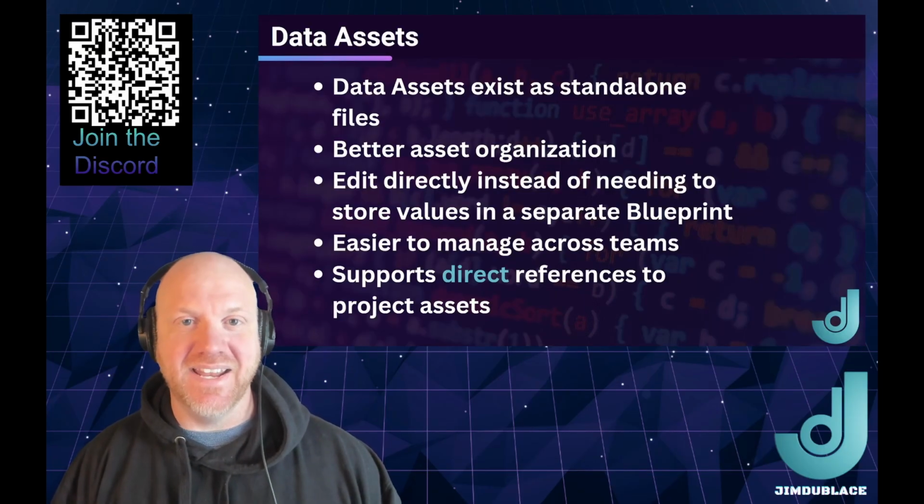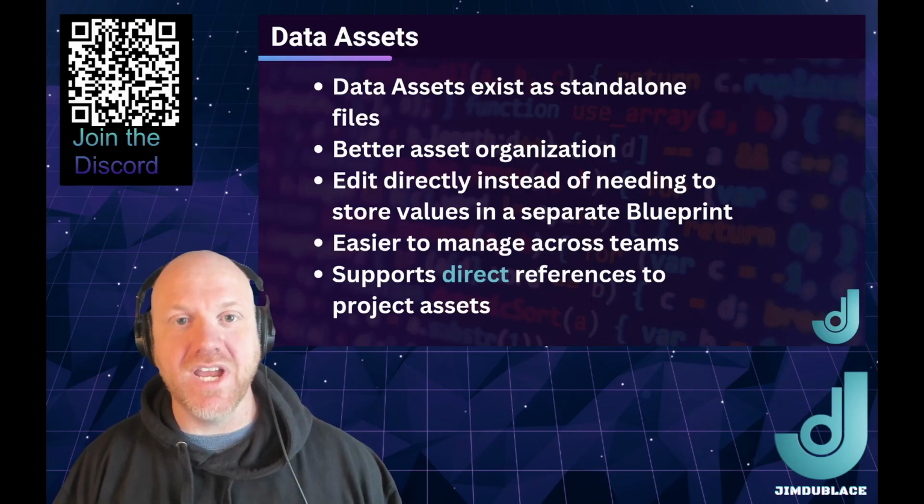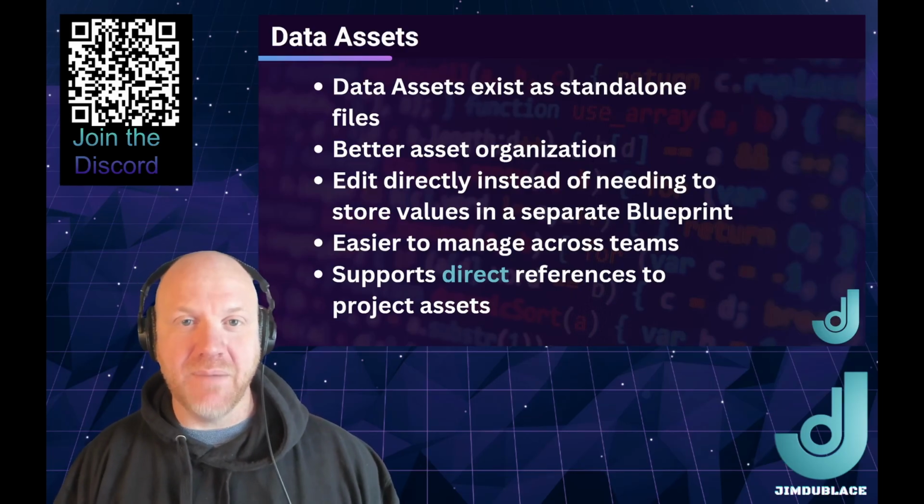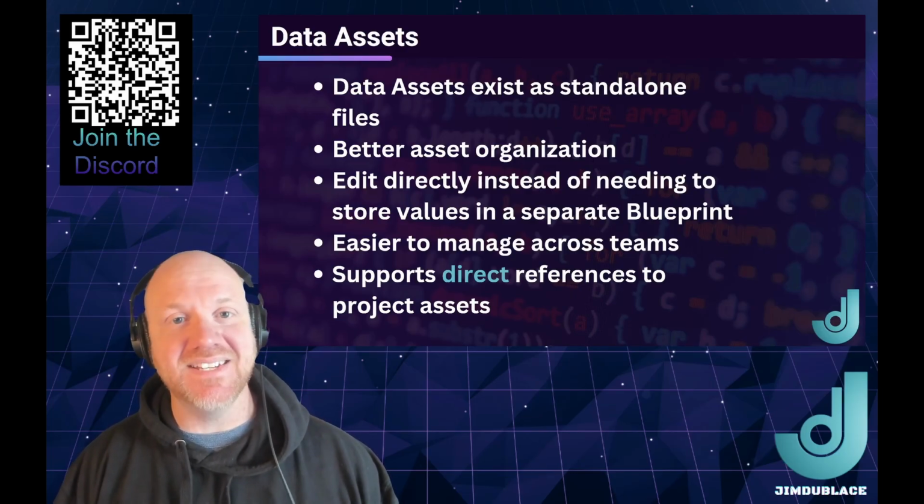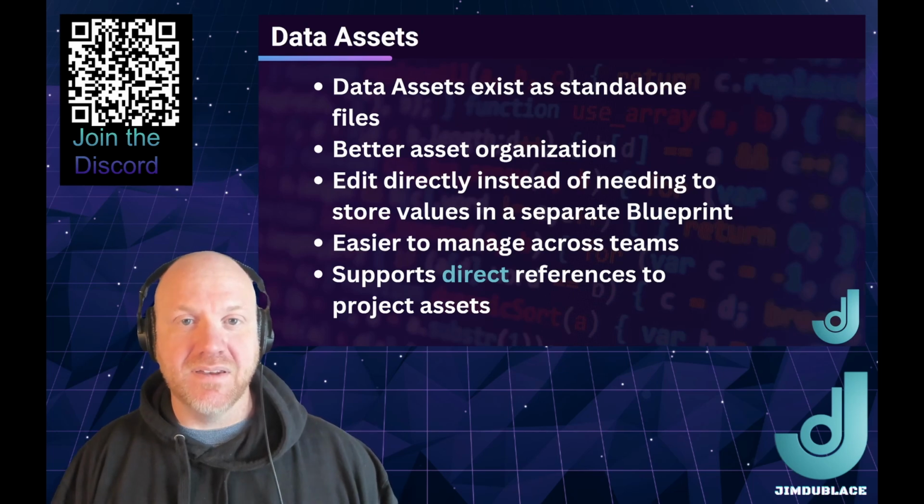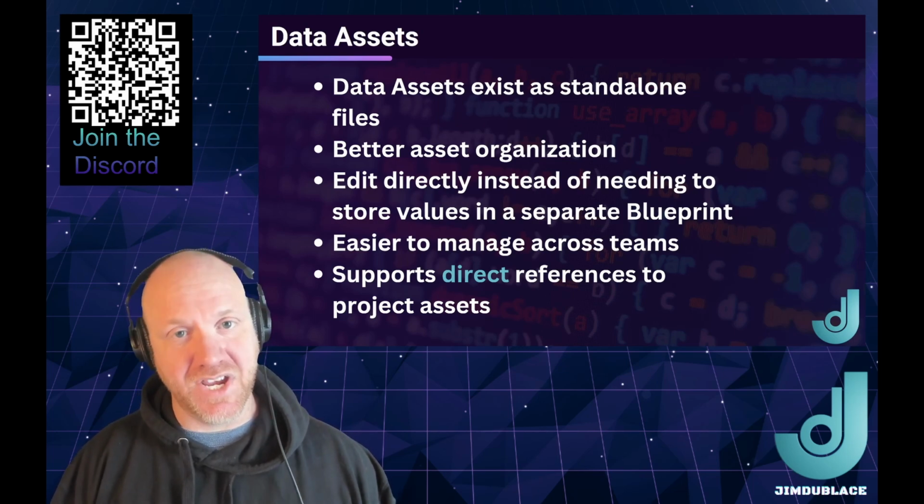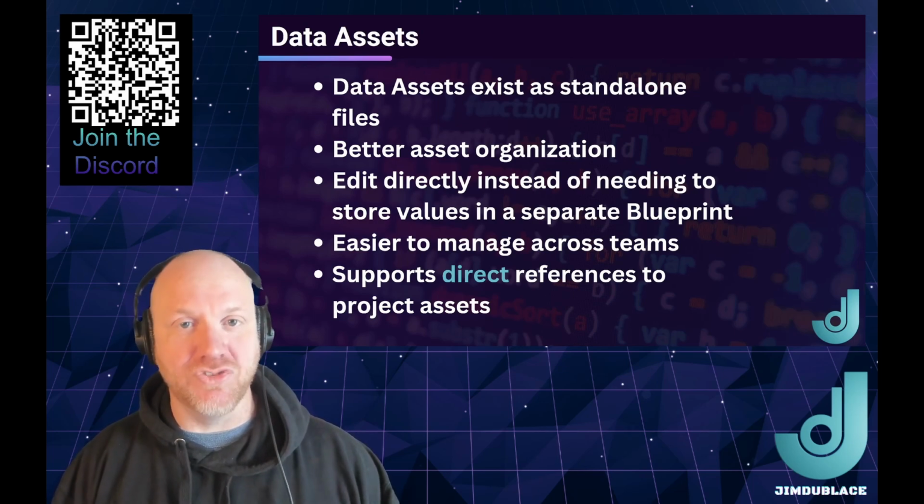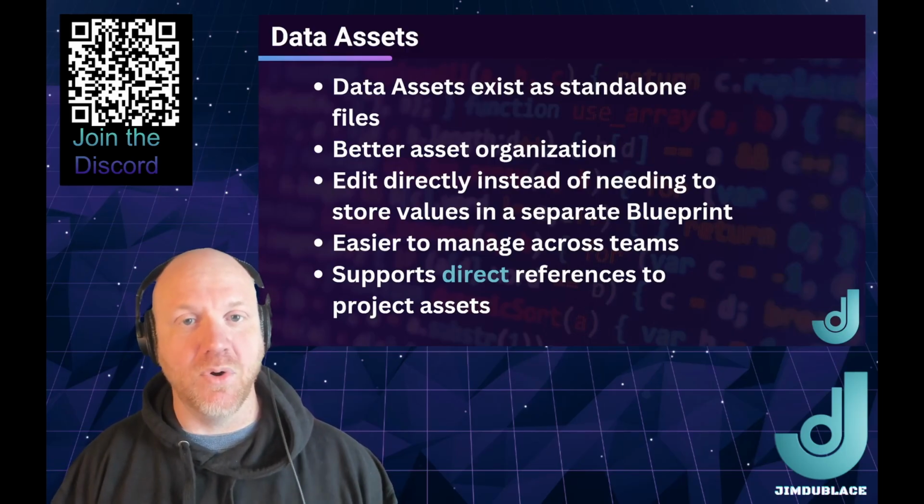So what is a data asset? Well, a data asset is a type of object that we can create in our Unreal Engine project. And because these are objects, they exist as standalone files. Now, this allows us to have better organization of those files, and we can edit them directly instead of needing to store the data somewhere else, like a data table or in a blueprint.